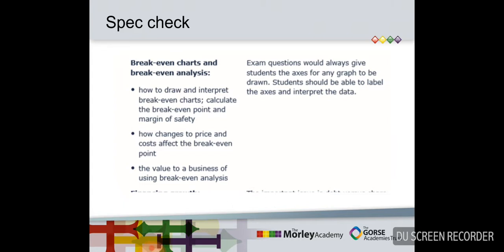The last two, calculating the break-even point and the margin of safety, have come up in the exam several times. On the right-hand side, it tells us though that you'll not be asked to draw the graph from just a blank piece of paper. If they do ask you to draw a graph, then they would give you the axes on the graph, and then they'd ask you to label and interpret that data. The key bit in order to score well in the break-even chart is being able to consider how changes affect break-even points, and also, more importantly, the advantages and disadvantages of a break-even analysis.